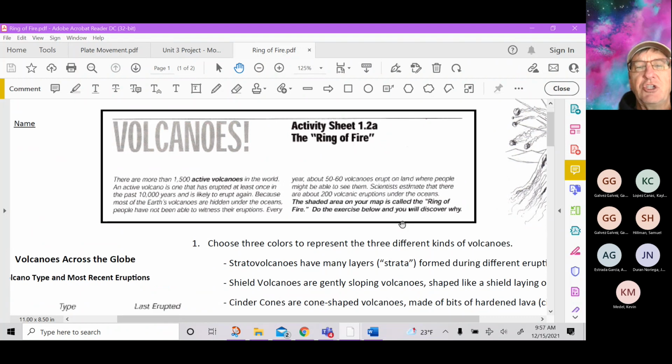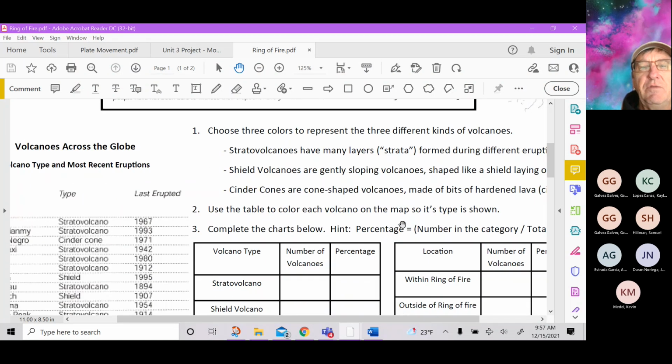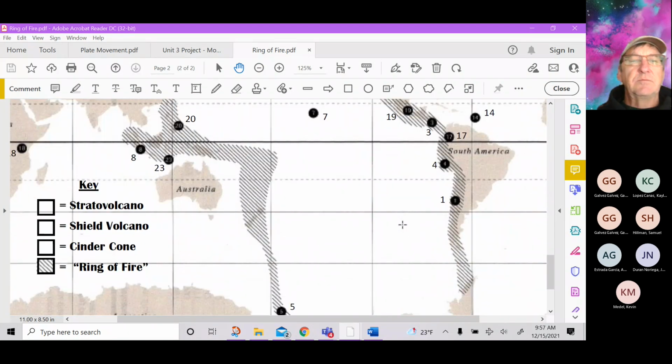Okay, so you're going to choose 3 colors, move on to page 2, and fill in the different colors that you're going to use. I'm going to make a square. I'll show you what I would do for the first one. Make a square for stratovolcano, and I think I'm going to make that be a red square.